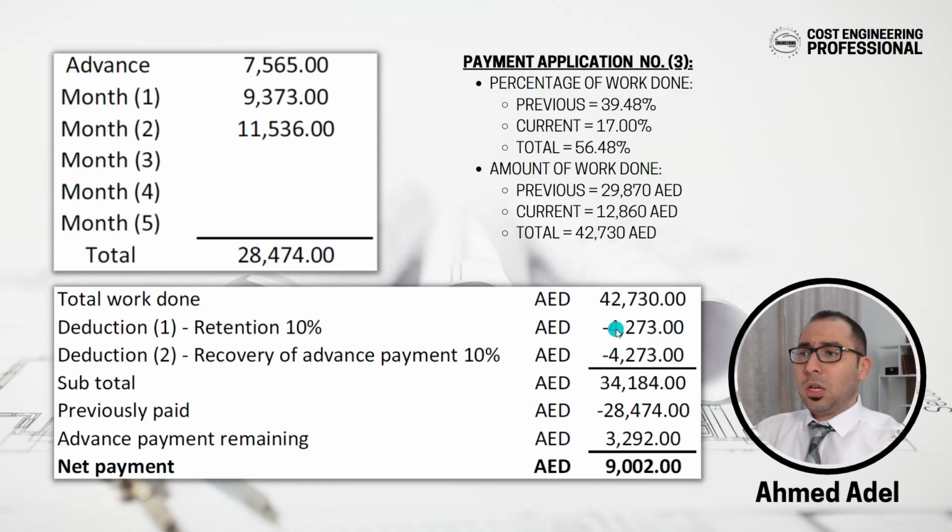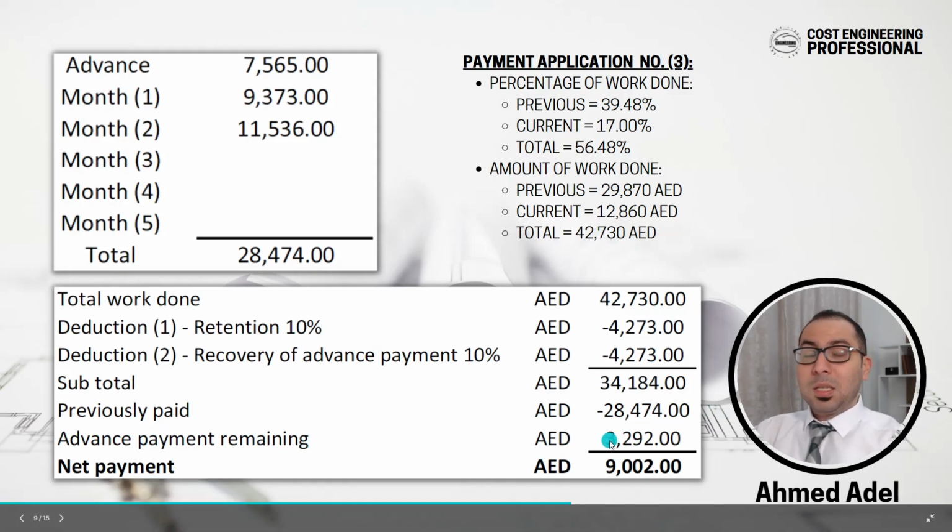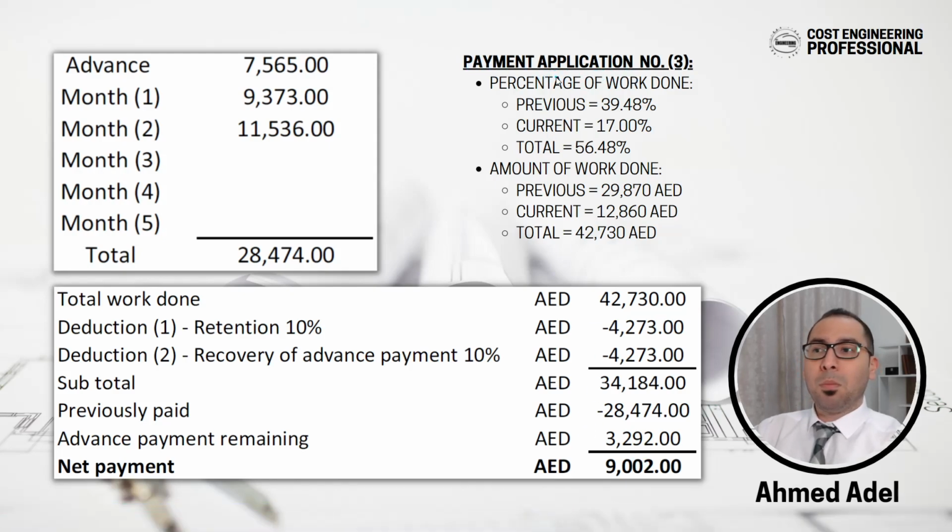And we will deduct the retention, 10%, and we will recover the advance payment, 10%. So the subtotal will be 34,000. Okay, how much is the previously paid? 28,000. So I'll deduct that here. And again, for the third time, I'll add here the advance payment remaining, which is the advance payment minus whatever you have already recovered from the advance payment, which is 10% from the total work done. So the advance payment remaining is 3,200. So that gives me a net payable amount of 9,002 to be paid for the works that have been executed in month number 3.